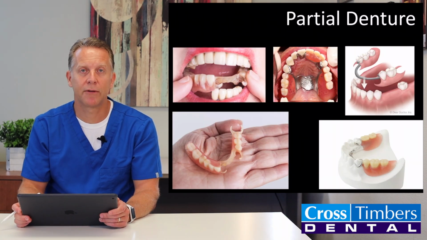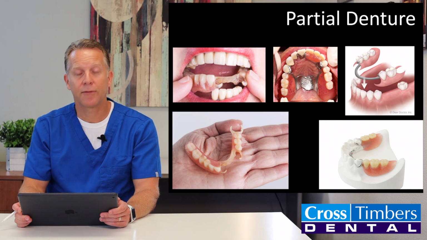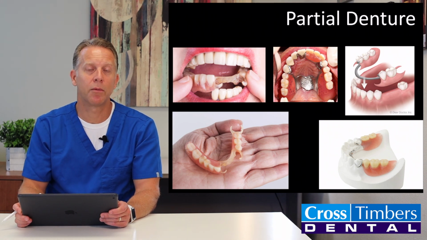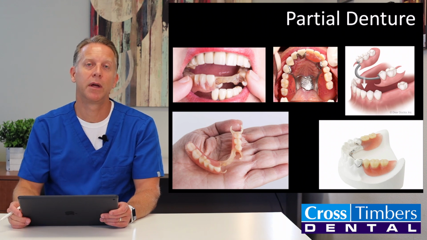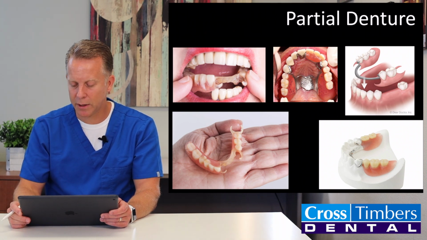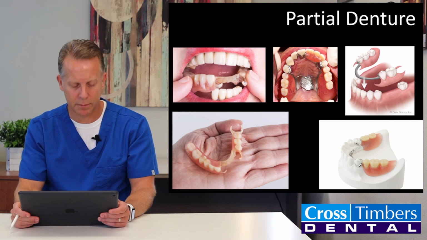And partial dentures come in different sizes and shapes, made out of different materials that can replace one tooth or multiple teeth on the left side, right side, both sides, front teeth, back teeth. So partial dentures are pretty versatile, but some patients tell me that they're a little clunky and they don't like really wearing them that much.